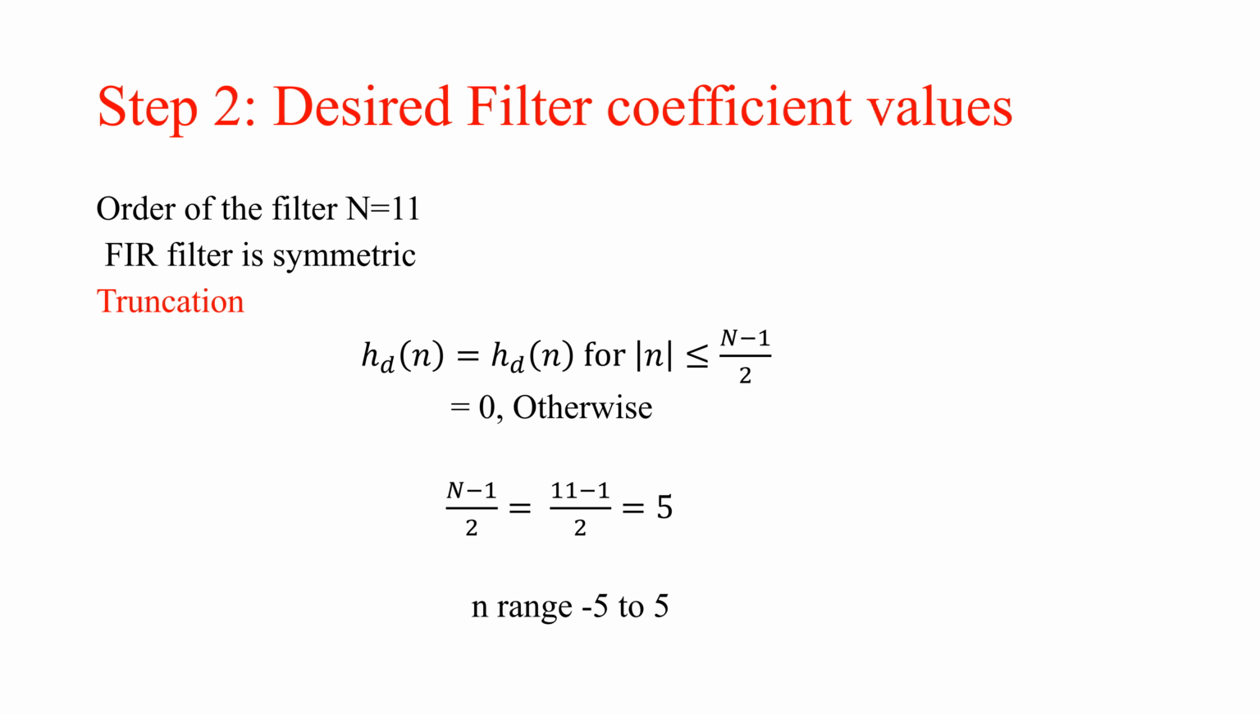Now we have to find the values for the desired filter coefficient. Here the order of the filter is given as 11, and we can go for truncation because this is an FIR filter and it is symmetric. Now we have to design the range of small n. Small n goes up to a maximum value of capital N minus 1 by 2. So let us see what capital N minus 1 by 2 is. That is 11 minus 1 by 2, which is equal to 5. So the range of small n is from minus 5 to 5.